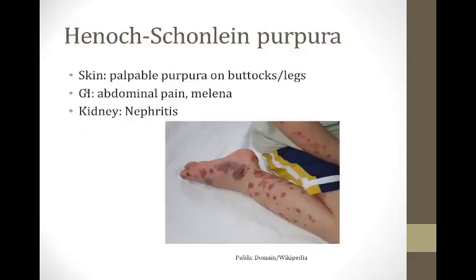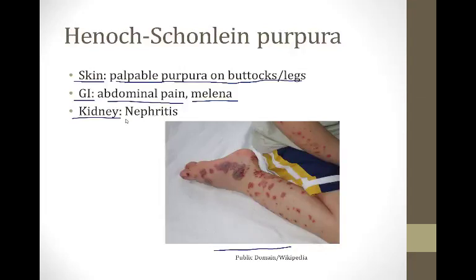The way you're going to recognize Heinrich-Schönlein purpura in a board question is that it's going to be a child who had a recent upper respiratory infection and now has a constellation of findings in the skin, the GI tract, and the kidneys. So the IgA deposition can involve the skin, and it classically causes palpable purpura on the buttocks or legs. This is a picture of a child with palpable purpura on his legs to remind you of this finding. In the GI tract, the IgA deposition can lead to abdominal pain and melena, so this will be a child who had a recent upper respiratory infection and now has blood in the stools.